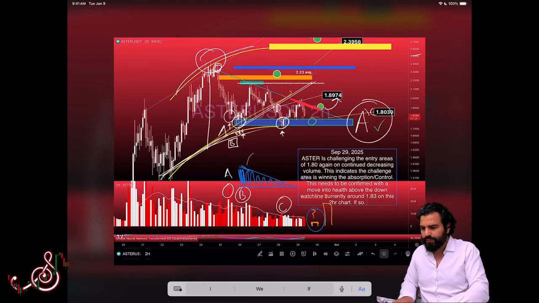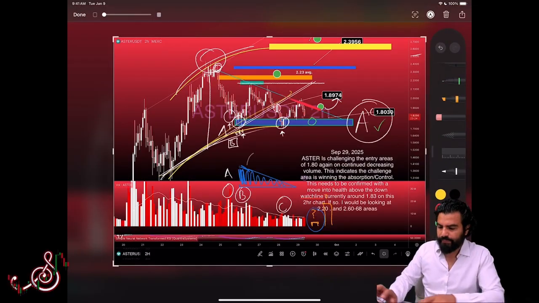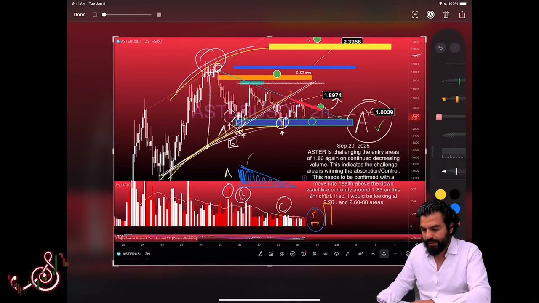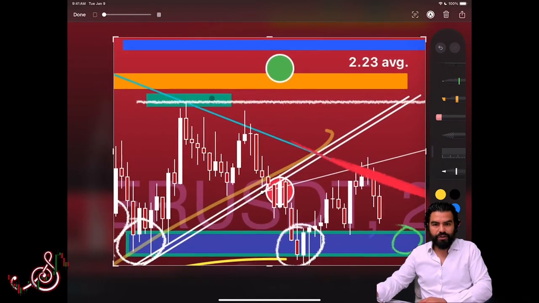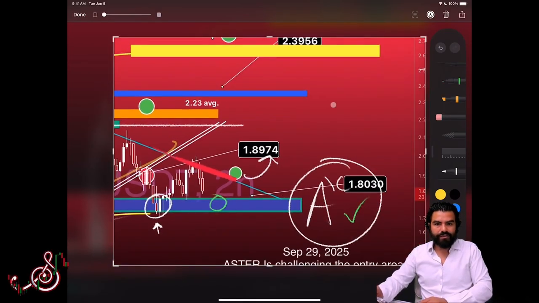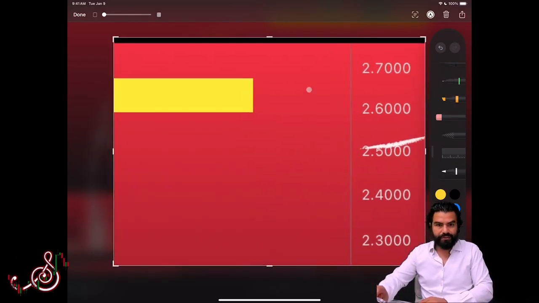If so, I would be looking at 220 and 260 to 70. We're going to say 260, 268 areas. So I'll leave you guys with that. And again, the 220s is going to be where this flat would be placed. It's about target system. So it's about flat. The sword cut somewhere about the 220s. That's where we're looking. And then the other area is the 260s and 270s.